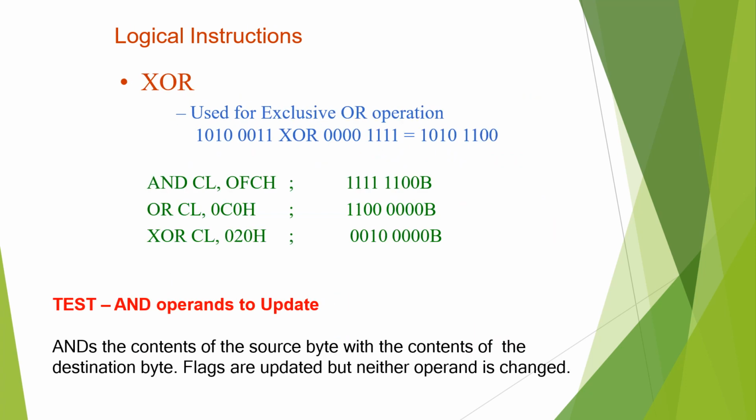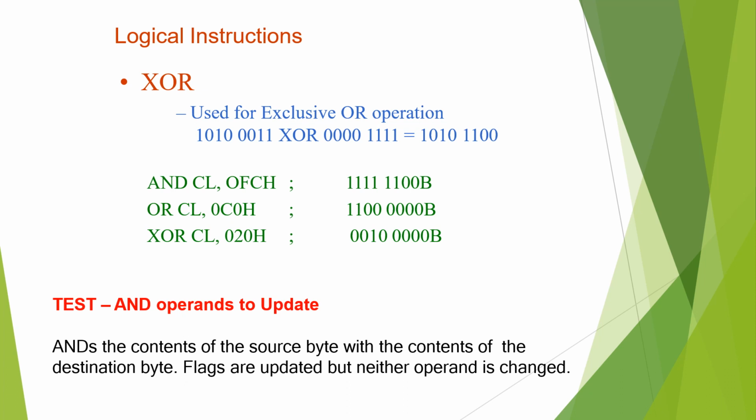Now this is the XOR operation. It stands for exclusive OR operation. If the inputs are different, the output is high, which means if one of the inputs is 0 and the other input is 1, the output is 1. For the same inputs, the output is low. Output is high when we are getting different inputs.